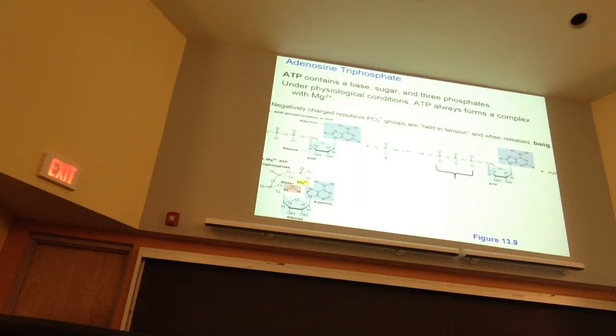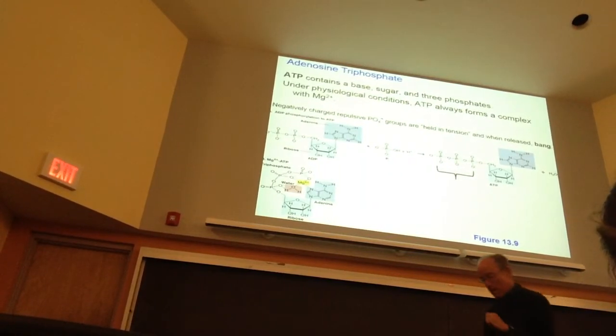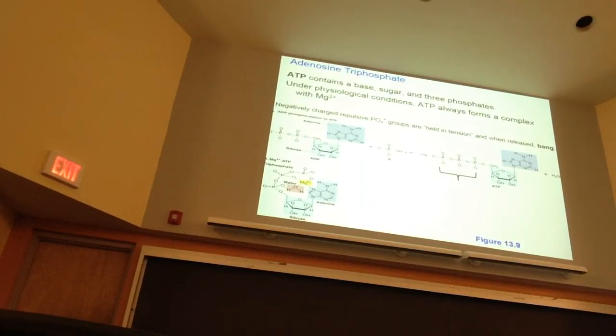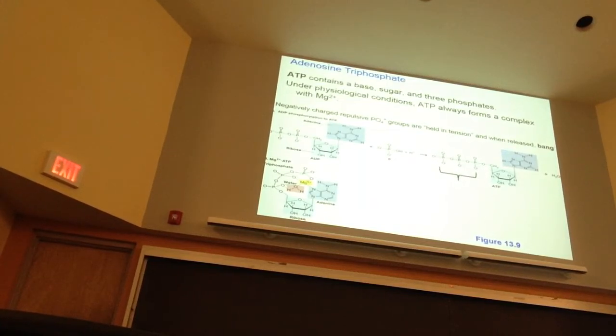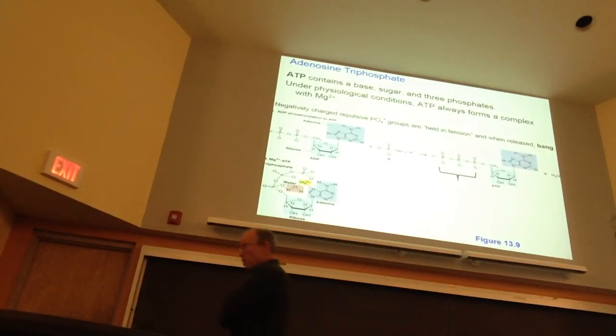Because of those negative charges, it's like compressing a spring that is repulsive. Those negative charges are repulsive to each other, and when you put a second and especially a third phosphate group on that ATP, it's like more and more tightly coiling a spring, and so there's all this potential energy there, which then can be used to do work.